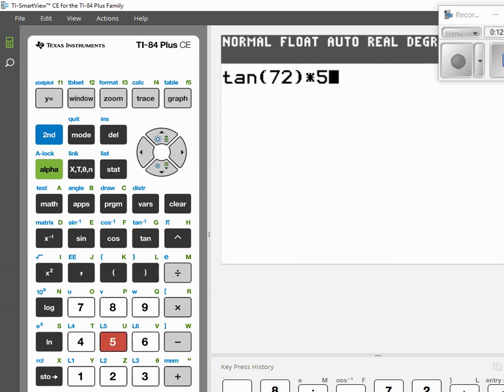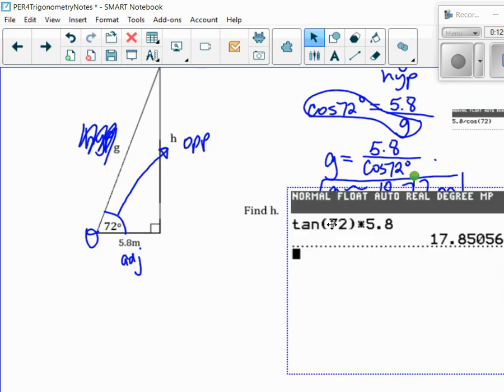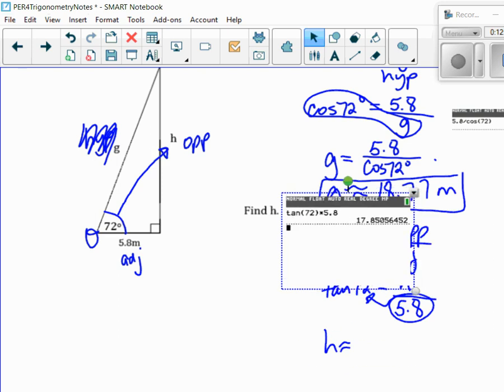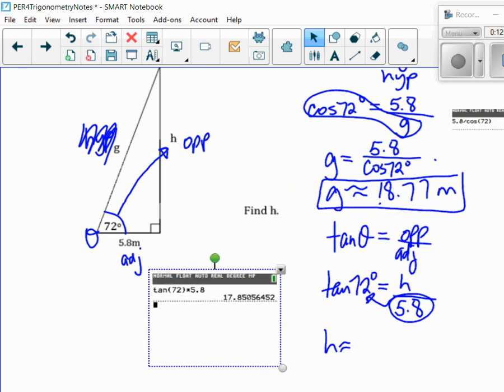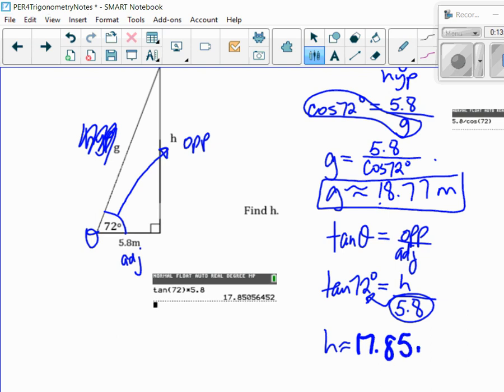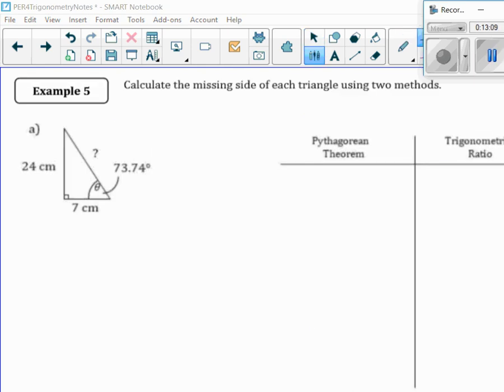Yes? And then I'll put that in. Okay. There we go. So H is approximately 17.85 meters. All right. So what do you think about that? Okay, carrying on. This is just to show that you can use an alternate method to find the missing side.